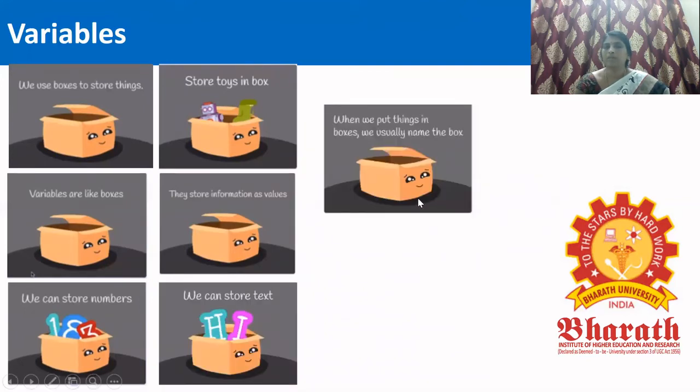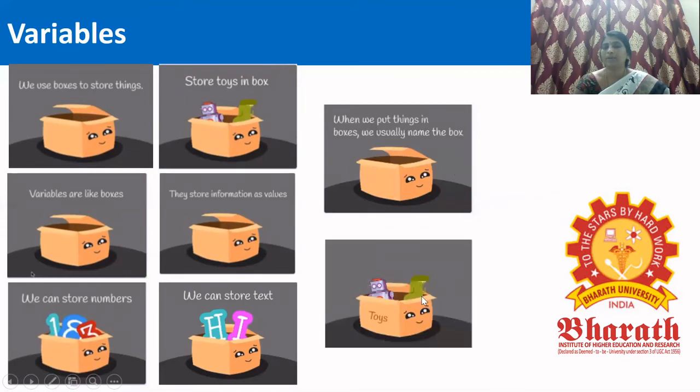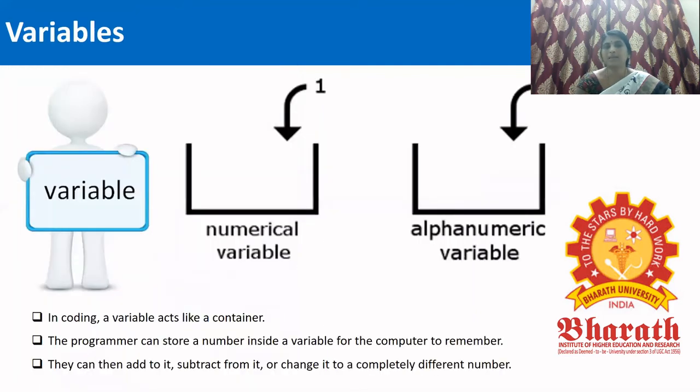So when we put things in the boxes, we need to name the box. Say, for example, when I have toys, I'll just name it as toys. So every variable has to be given a name. So the variable name is going to be here, it's toys. So every variable has a name.